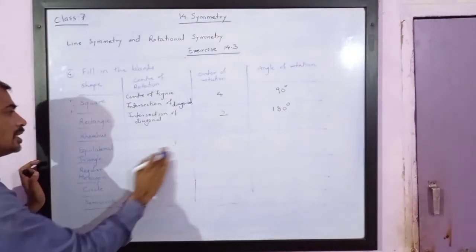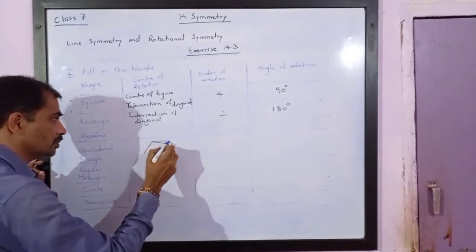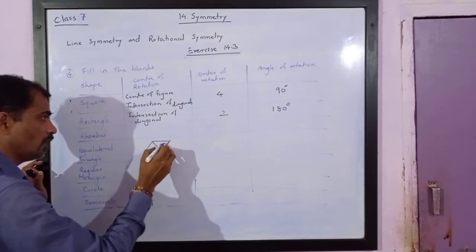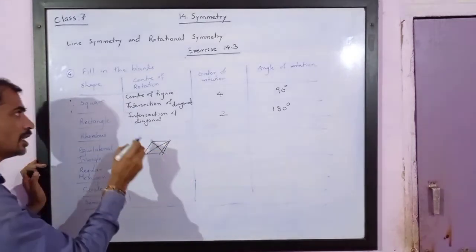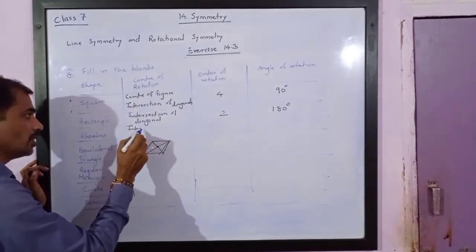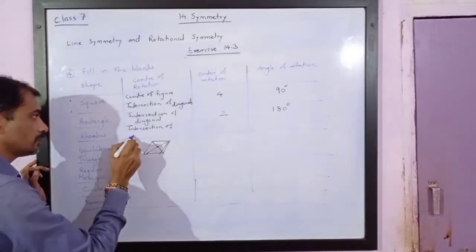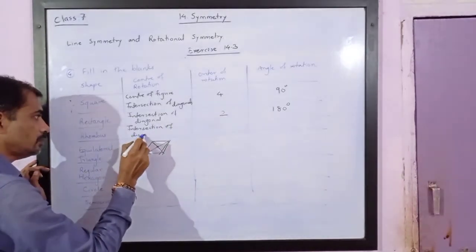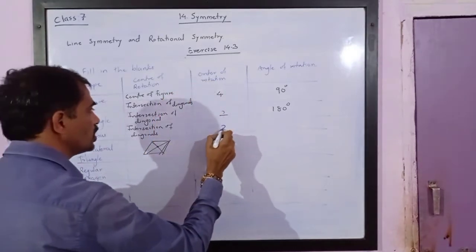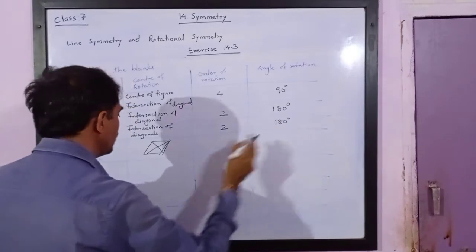Now the next figure is rhombus. In case of rhombus, all sides are equal. Again you will notice the center of rotation is the intersection of diagonals, or you can say it is the center of the figure, intersection of diagonals. Please note, again the order of rotation is 2 and the angle of rotation is 180 degrees.